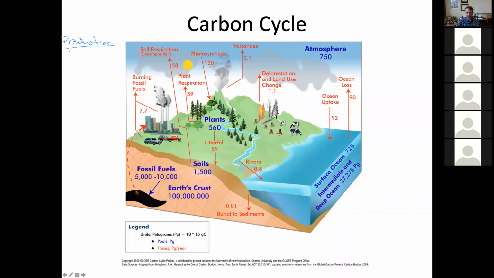Okay, so production is we take CO2, we add energy, and we produce oxygen and water. Okay, so that's photosynthesis or production.